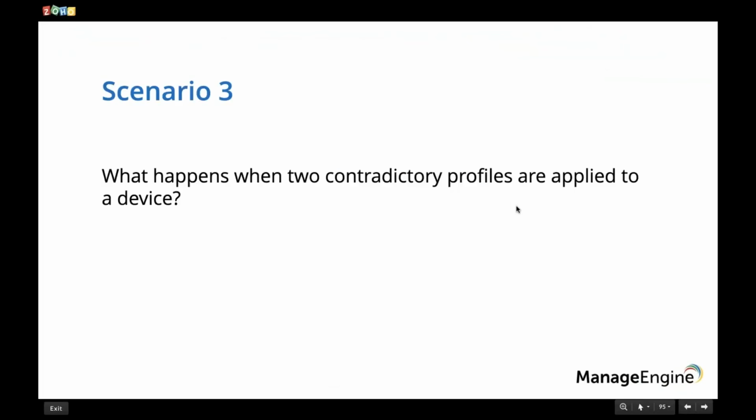My third scenario is, what happens when two contradictory profiles are applied to a device? The answer depends on the OS type. In case you apply a contradictory profile to an iOS device, for example, let's say in one of the profiles you have disabled the camera and in the second profile you have enabled the camera on these devices, the most stringent policy, which is the disabled camera, will be applied to the devices. Whereas in the case of Android, the policy that was most recently applied will be given precedence.